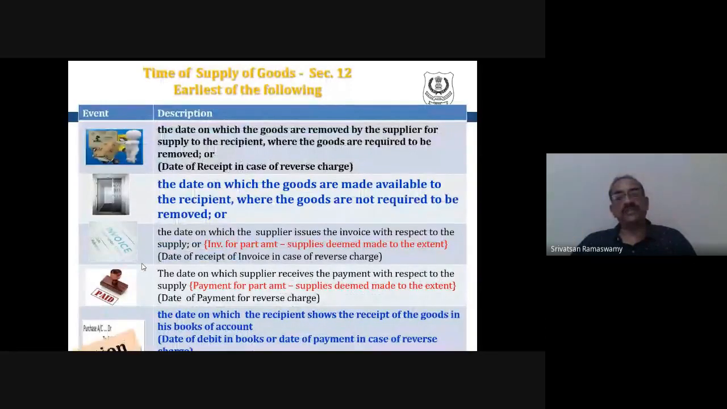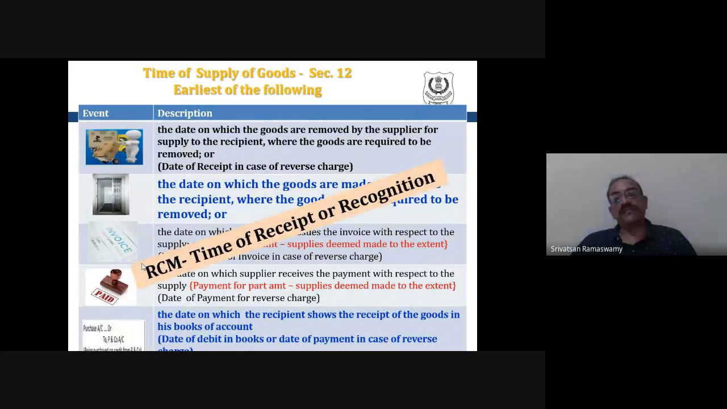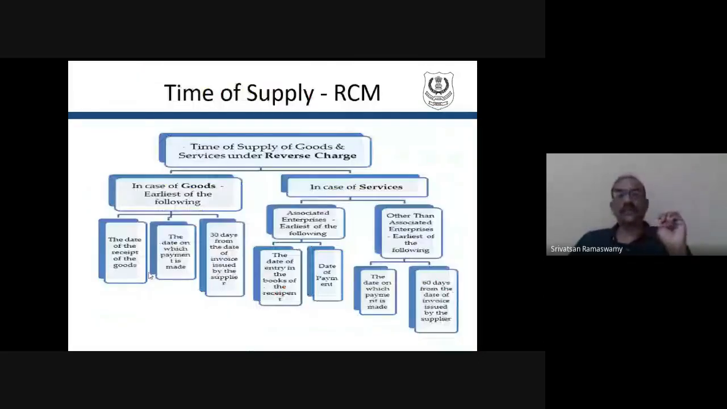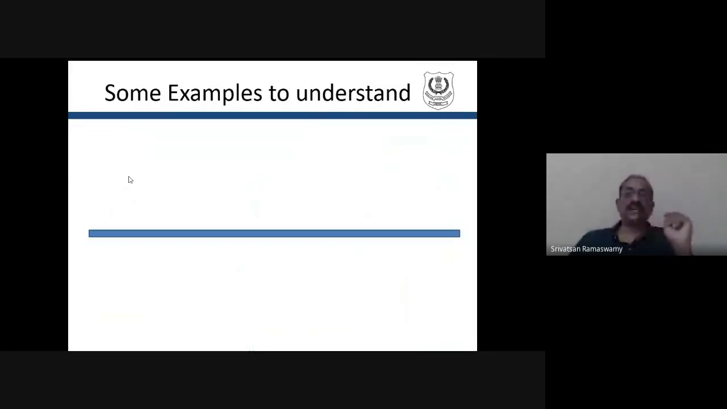As far as reverse charge mechanism is concerned, it is the time of receipt or the recognition that happens in the books of accounts. You cannot decide that when you receive services, you are not going to make any payment. If you have created a liability towards yourself for receipt of services under reverse charge mechanism, the time at which you have created a liability, made an accounting recognition, will be the time of supply for services as well as for goods, right? So this is as far as reverse charge mechanism is concerned.